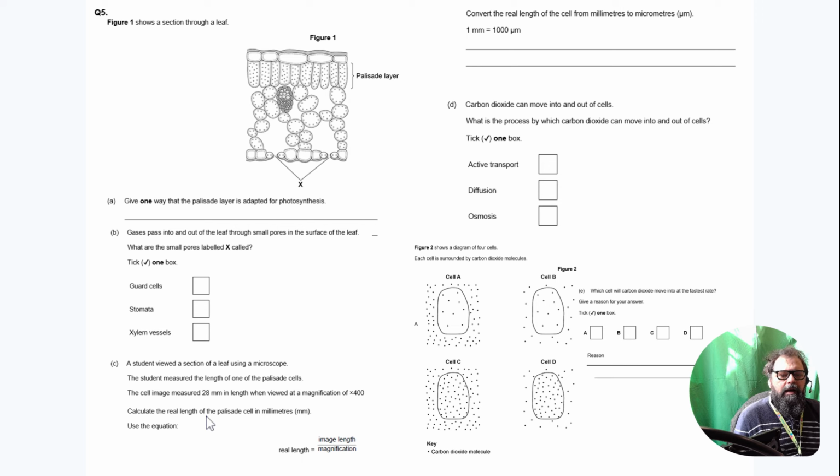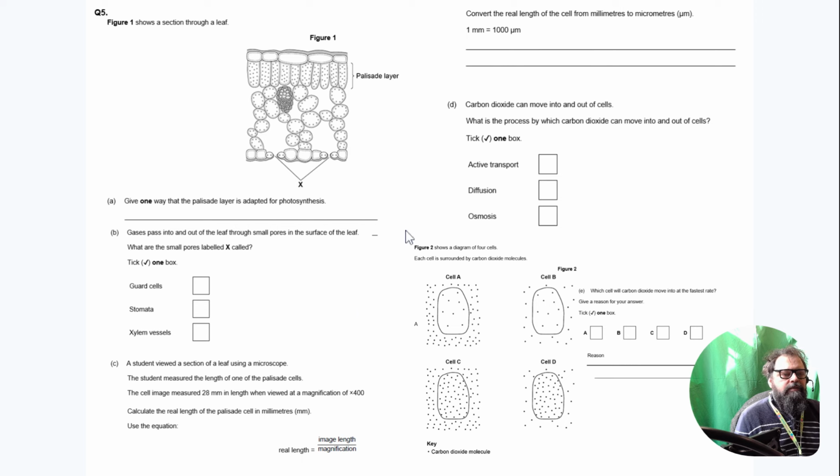We've got another calculation here, this time calculating the real length of a cell. Get your highlighter out, highlight the numbers in part C. It says the cell image measured 28 millimeters in length when viewed at a magnification of times 400. We need to do image over magnification, so 28 divided by 400, and that is going to give you an answer of 0.07 millimeters.